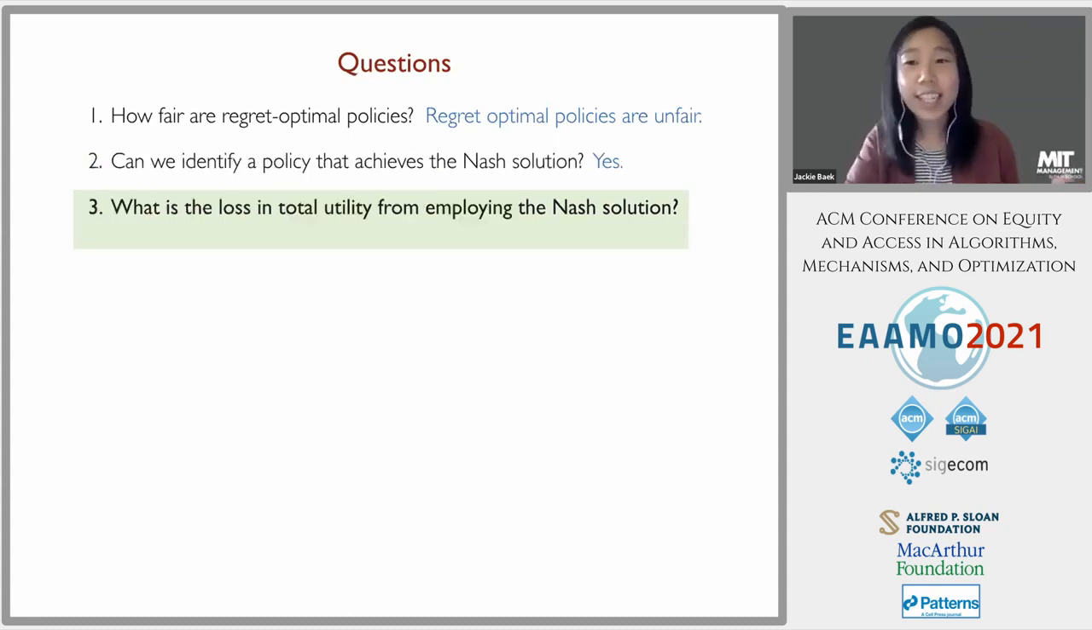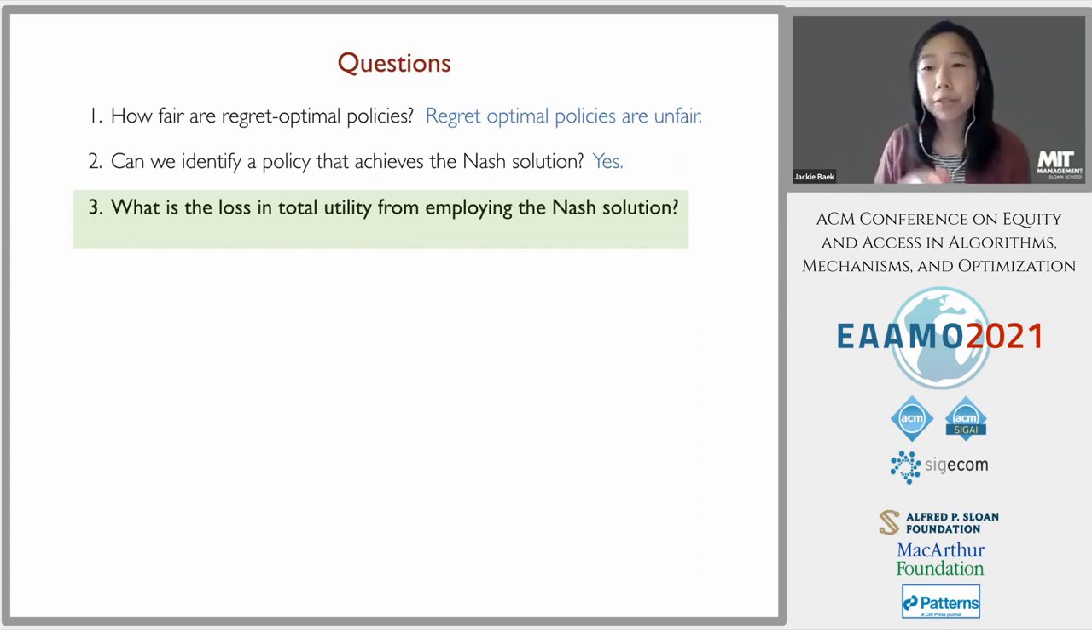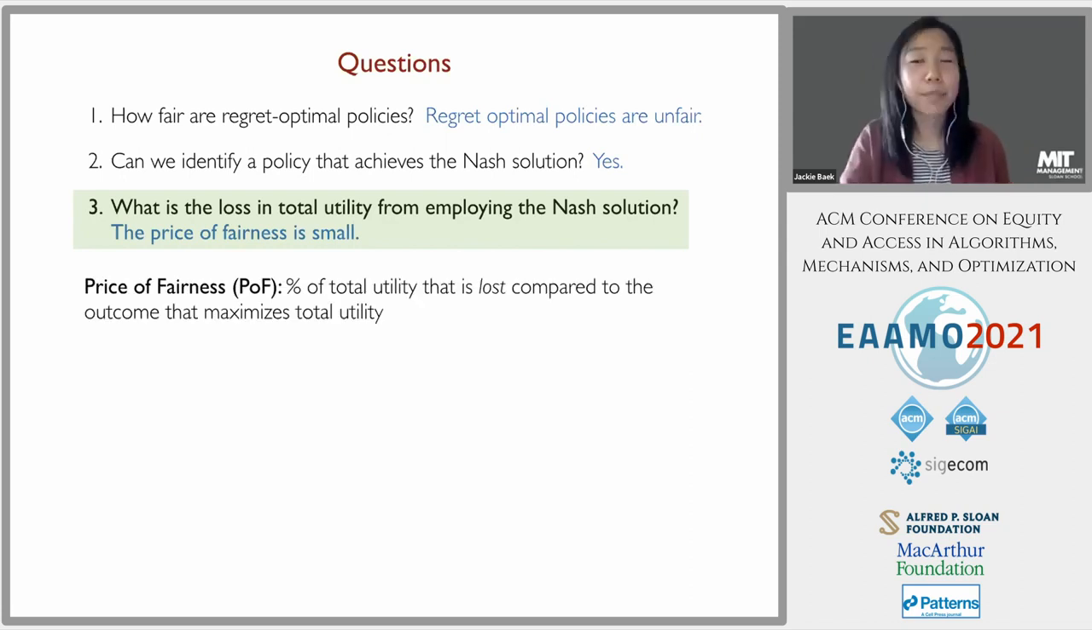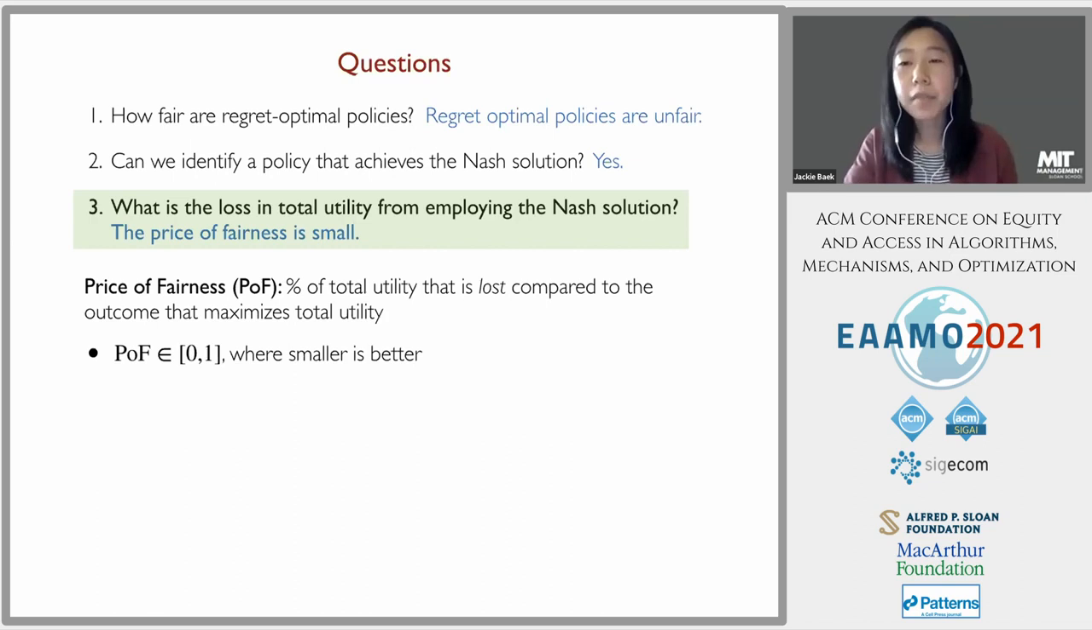And the last natural question is, how does this policy do in terms of total utility? Do we lose a lot in terms of total efficiency when we use the fair solution compared to a system optimal solution? The short answer to this question is that the price of fairness is small. The price of fairness is defined as the percent of total utility that's lost compared to the outcome that maximizes total utility. So a smaller price of fairness is better.